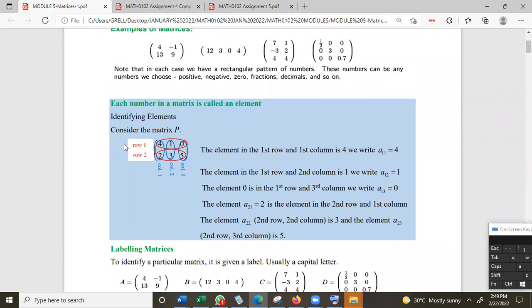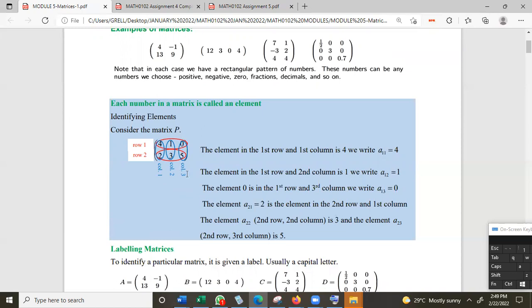Here in this little rectangle, it says each number in a matrix is called an element. So each number is called an element. In this matrix, there are 4 elements. Identifying elements, consider the matrix P. So you have 2 rows and 3 columns. Okay. This matrix has 2 rows and 3 columns.